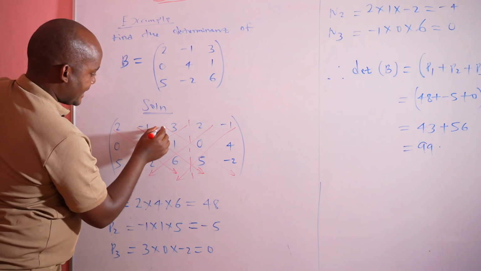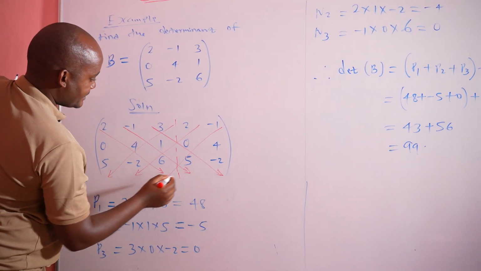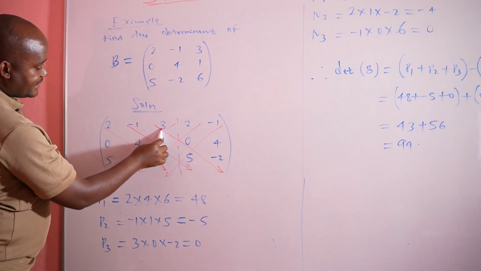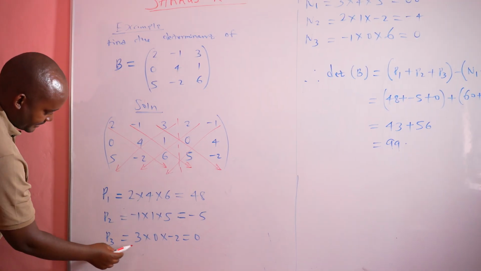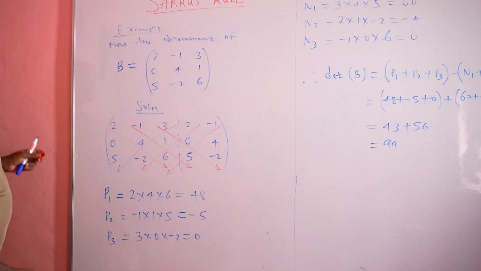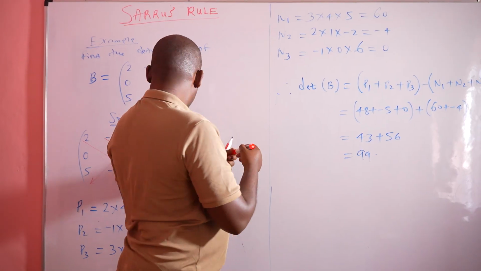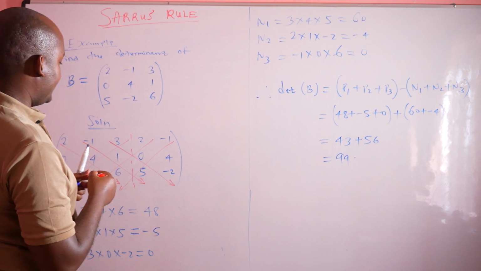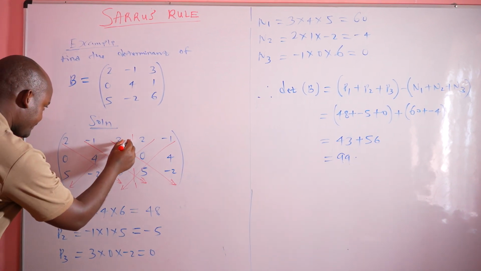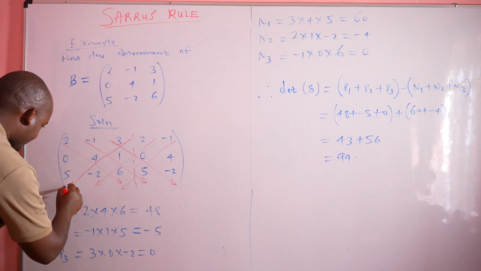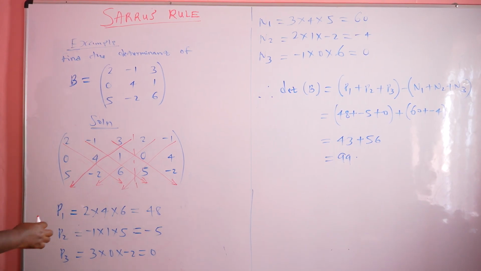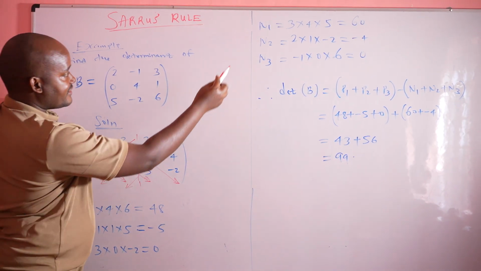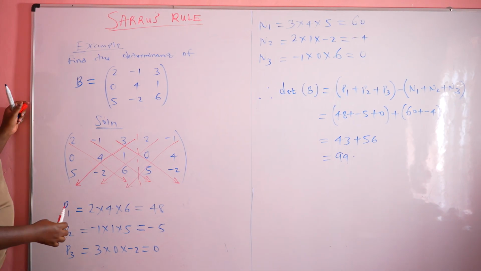The third diagonal is as follows there. So in this case, we'll be multiplying the values 3 times 0 times negative 2, which is going to give us 0. So next, it is the construction of these values N1, N2, and N3. So N1 will be now this diagonal, that is the left down diagonal. So in this case, you multiply 3 times 4 times 5. This is going to give us 60 as shown on the board there.